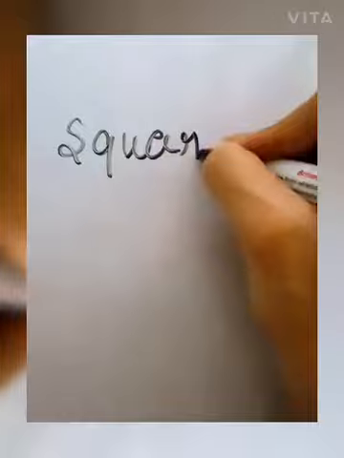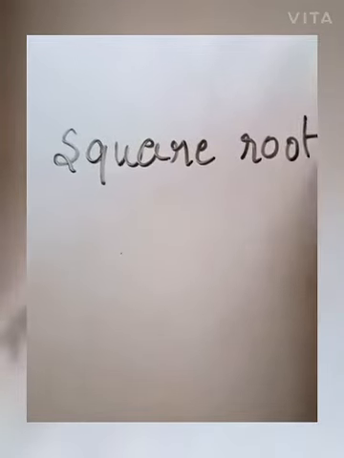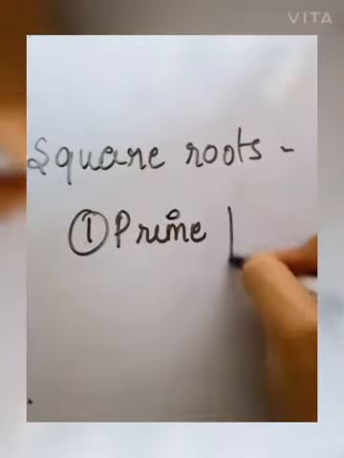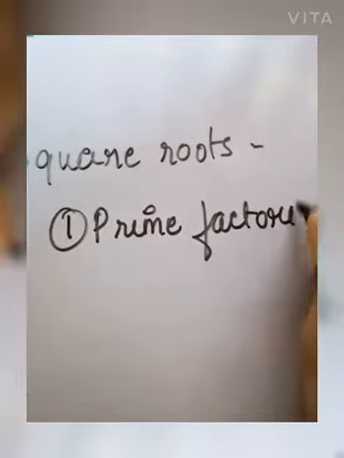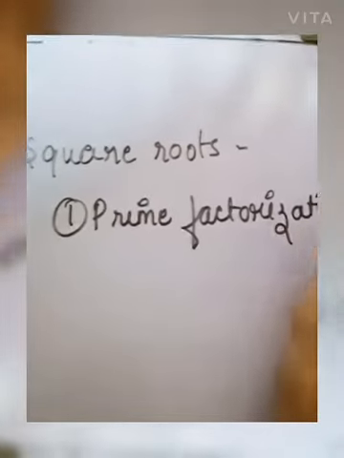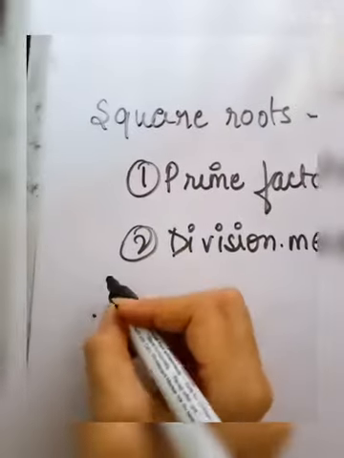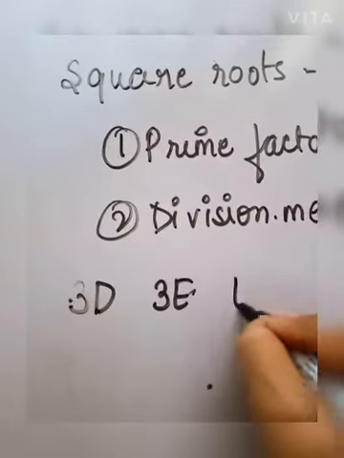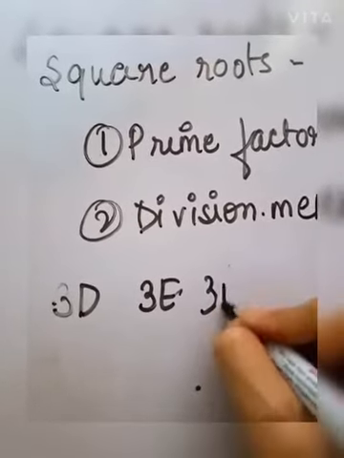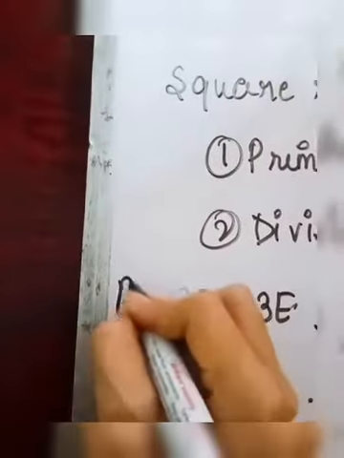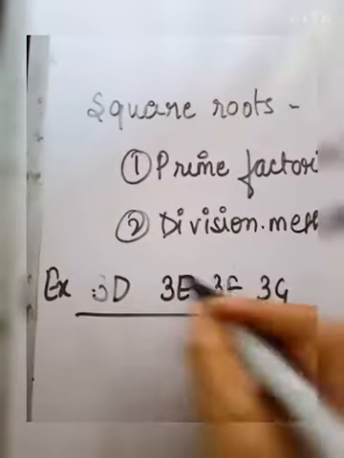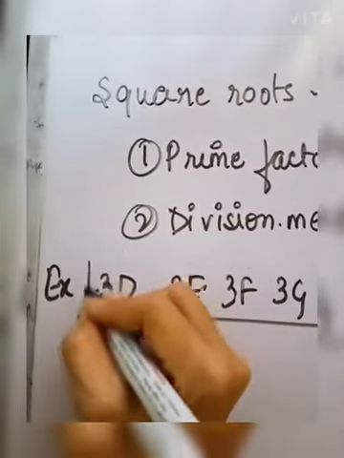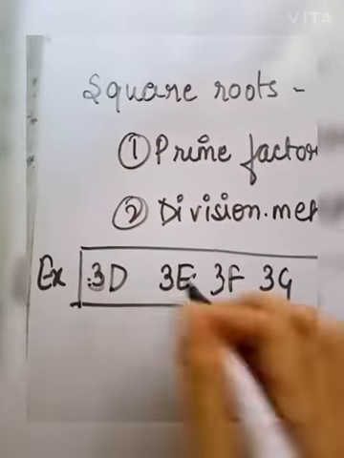Now students, in this video we have learned how to find the square root, first by the prime factorization method and the division method. After this video you will be able to solve the exercises of 3D, 3E, 3F and 3G. You can do these exercises. We will discuss some sums of these exercises in the next video, but try to do the sums of these exercises. This is your homework.